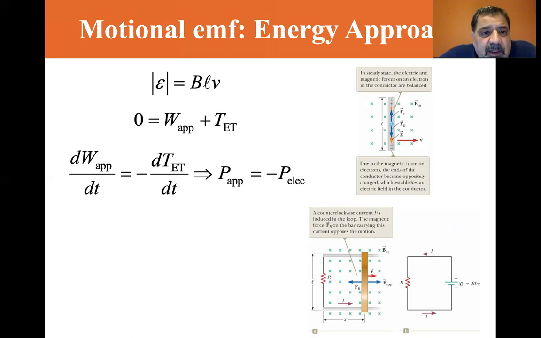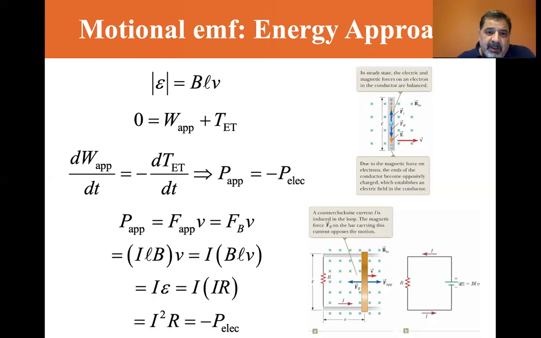So the ddt of the work applied is equal to minus d dt of the transmission, or the transfer by electric transmission. So that's the power applied equals the negative of the electric power produced. And so power applied is the F applied times the velocity equals FB times the velocity, and that equals ILB times V equals IBLV.